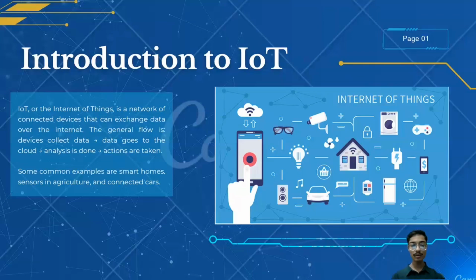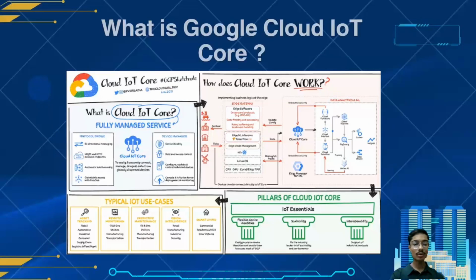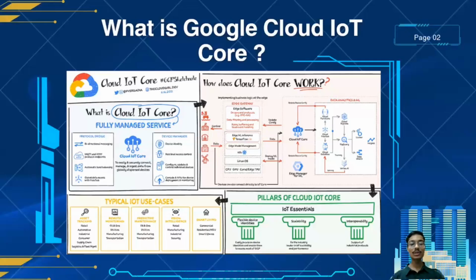Now let's talk about Google Cloud IoT Core. Google Cloud IoT Core is a fully managed service provided by Google. It is designed to connect and manage a very large number of devices in a secure and simple way. There are two important parts of IoT Core: the protocol bridge and the device manager.